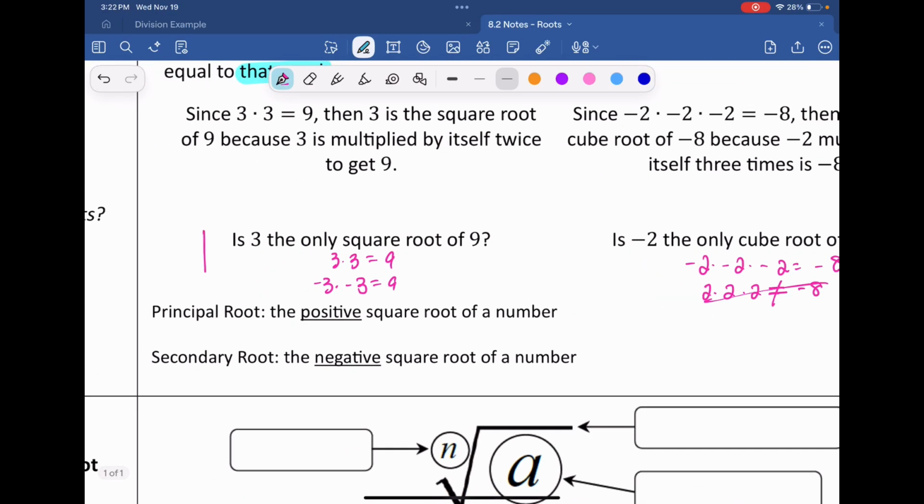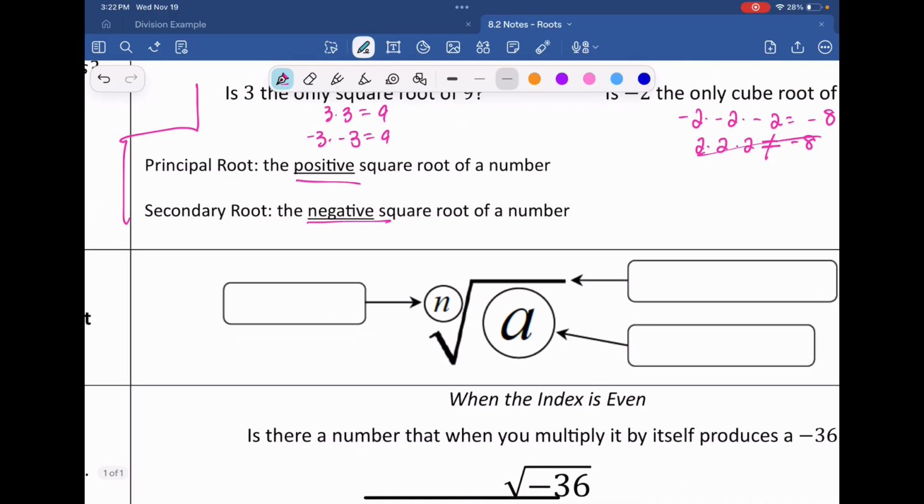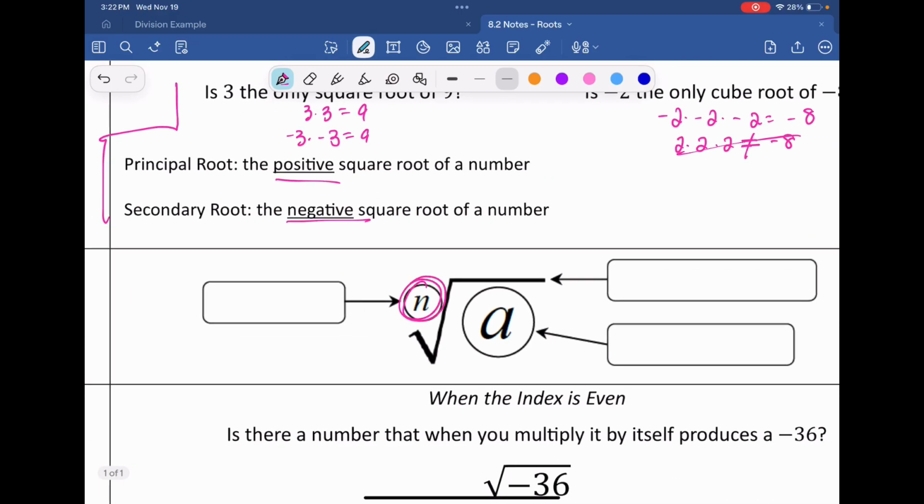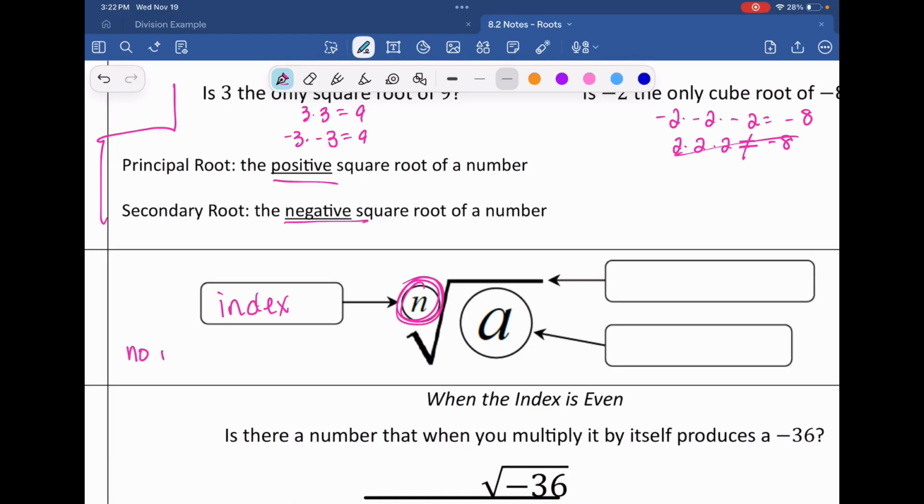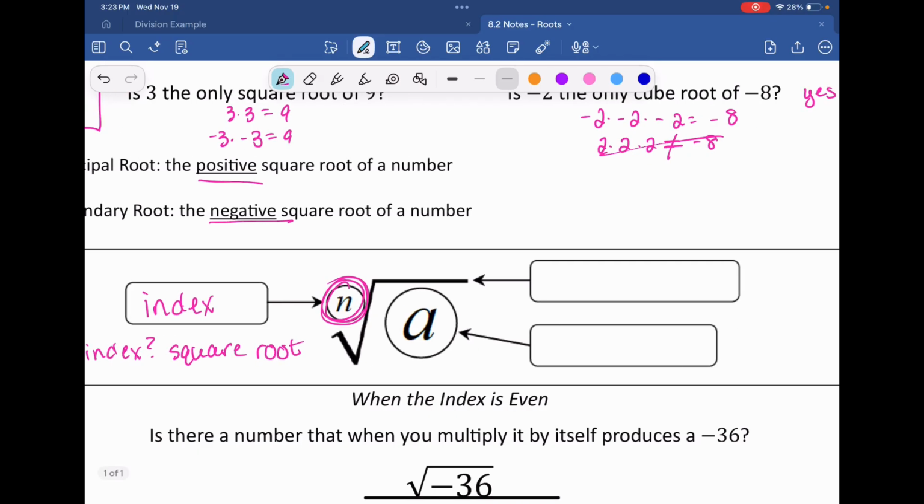As you're dealing with square roots, the principal root is the positive square root, and the secondary is the negative. The little number on the outside here is your index. If you don't see an index, it's an understood square root. The symbol itself is called a radical, which just means you're taking a root. And the thing underneath the radical is your radicand.